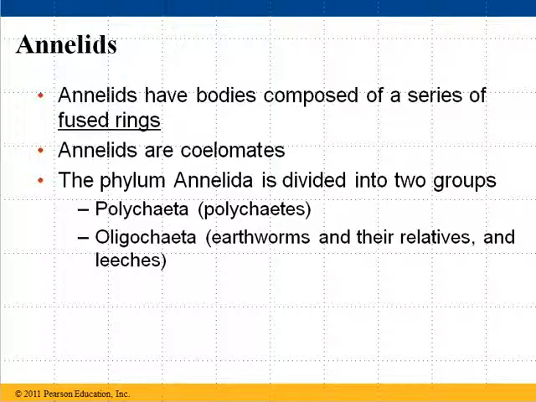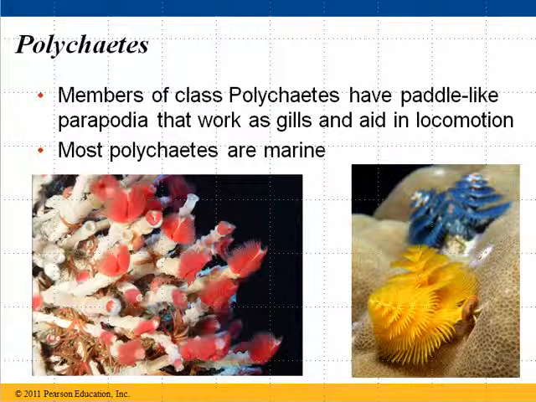And the phylum Annelida is divided into two groups, the polychaetes and the Oligochaeta. Boy, again with the words here. Oligochaeta. So the polychaetes we'll take a look at. The Oligochaeta you're probably familiar with. They are the earthworms, and their relatives, the leeches. So the polychaetes are mostly marine.